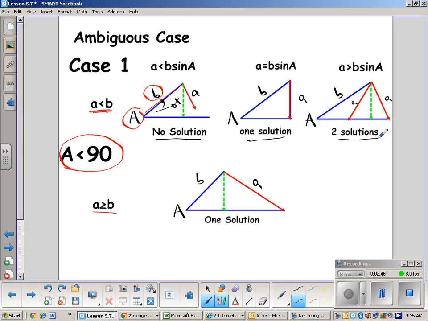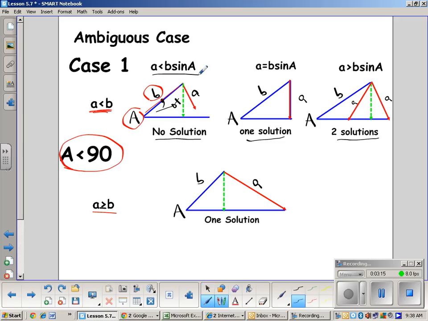And then if it's longer than B, then if I was to swing this around, it wouldn't end anywhere but in that one place. Okay? I'm going to pause now so you can finish copying this, just to make sure you understand where these come from.